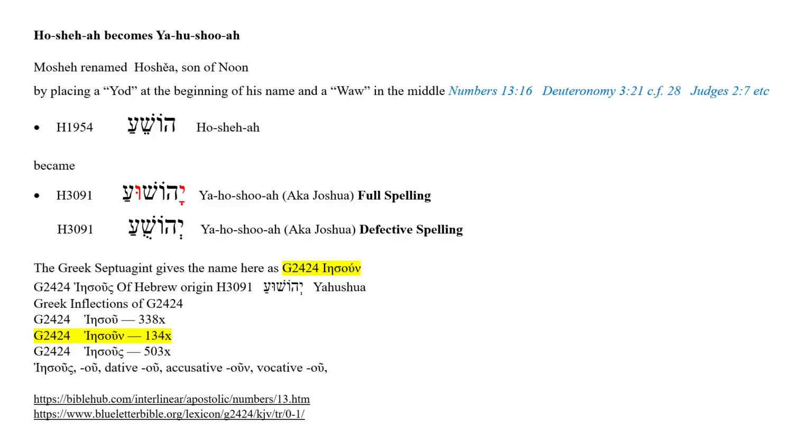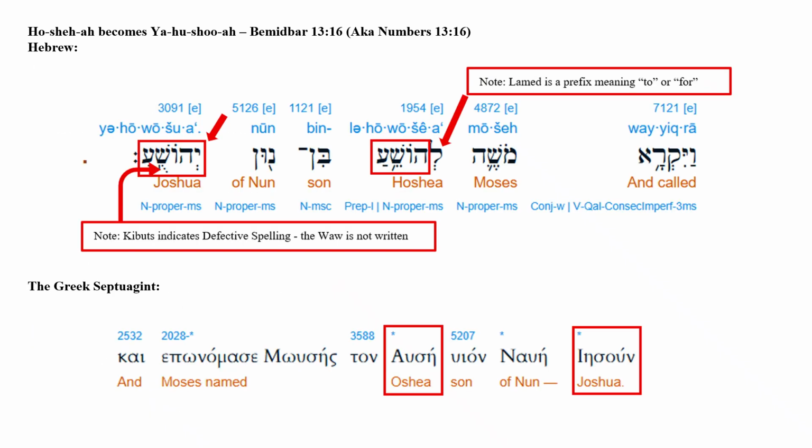The Greek Septuagint gives the name here as G2424, Iesous. Note the Greek inflections of G2424. This is Bible Hub's Interlinear Hebrew and Interlinear Greek for Bamidbar 13:16, illustrating how Hoshea became Yahushua. Yahushua here is written in defective spelling, but the kibbutz under the shin tells us of the missing wa, also illustrating the Greek inflection of Iesous.